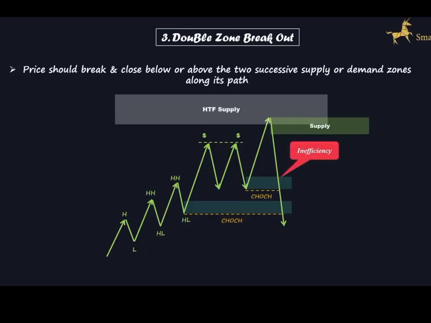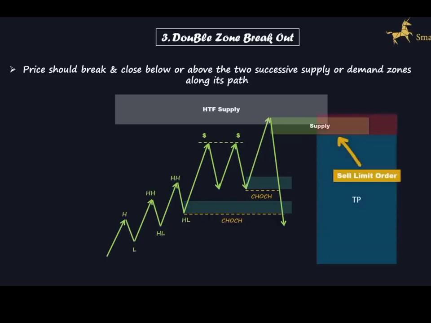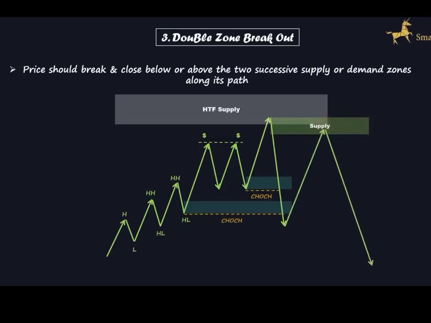Subsequently, a newly generated strong supply zone forms at the extreme. In this case, we can place a sell limit order at the extreme supply zone because the price has a great chance to return to fill the inefficiency left before, fulfill the orders, tap into the order block, mitigate the supply zone, and then push to the downside. Considering the concept of a double zone breakout, or even multiple zone breakouts, in your trading will enhance your confidence in your trading journey, making you more certain about your trades.